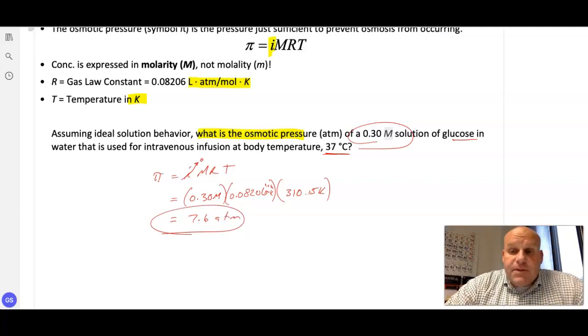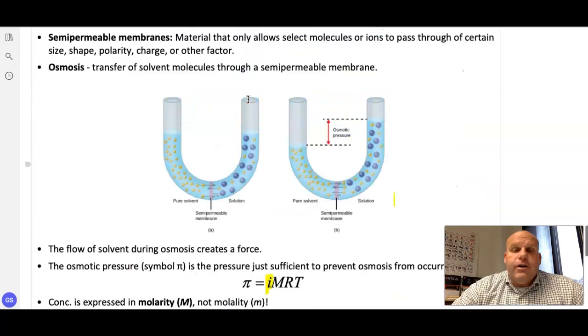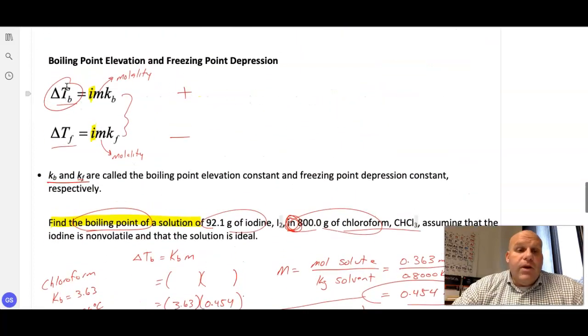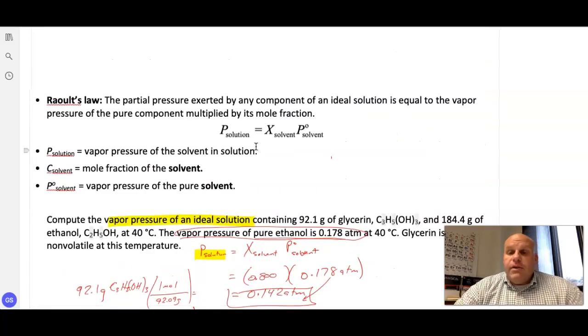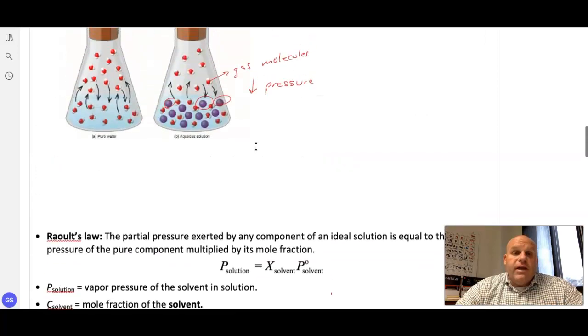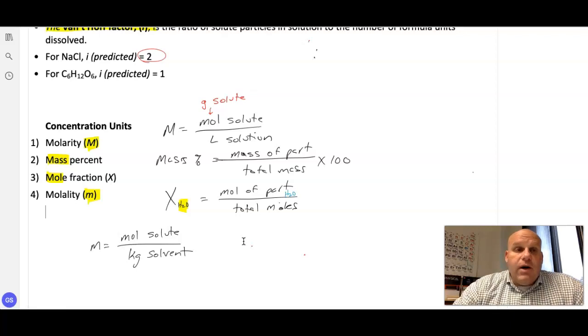Okay, so lots of different types of calculations in this colligative property unit. In addition to the new equations we've given you for osmotic pressure, boiling point elevation, freezing point depression, and Raoult's law, there are also some calculations that will often need to be done before solving these equations, which are solving for these different concentration units. So lots of practice ahead as we continue to cover colligative properties.